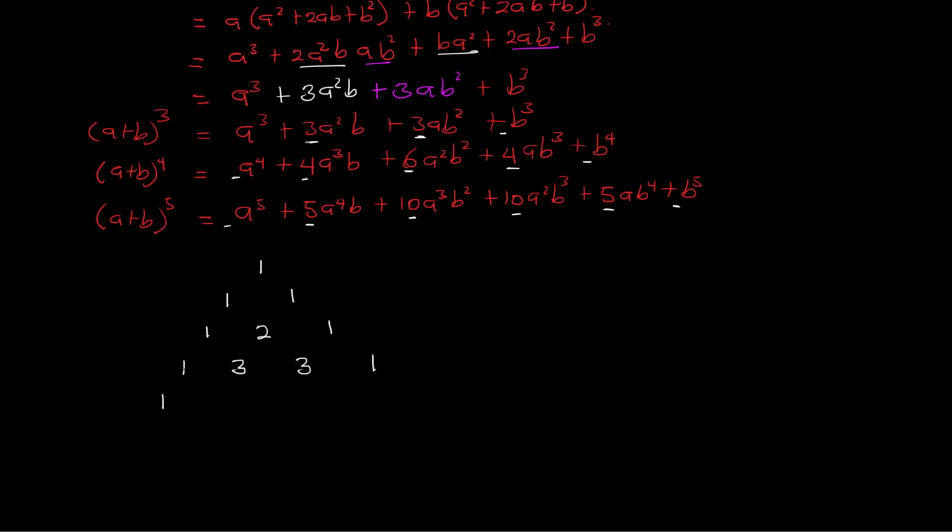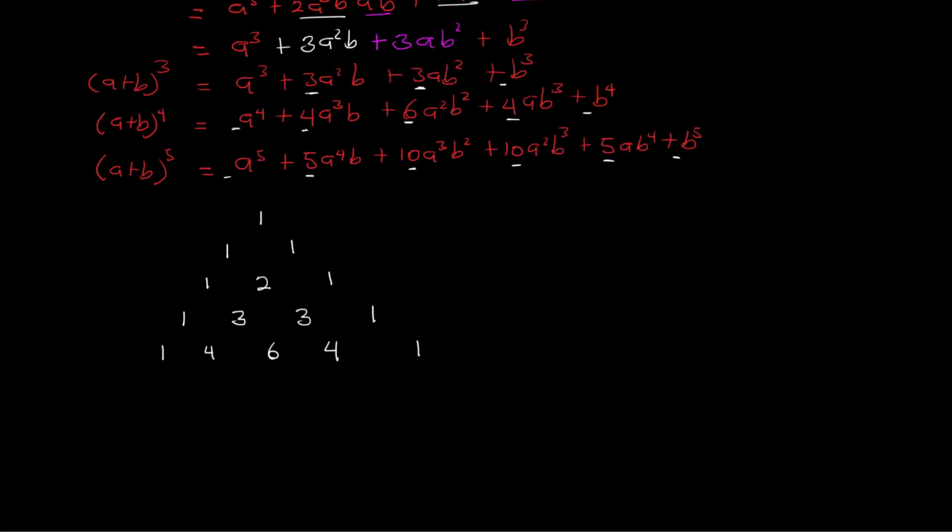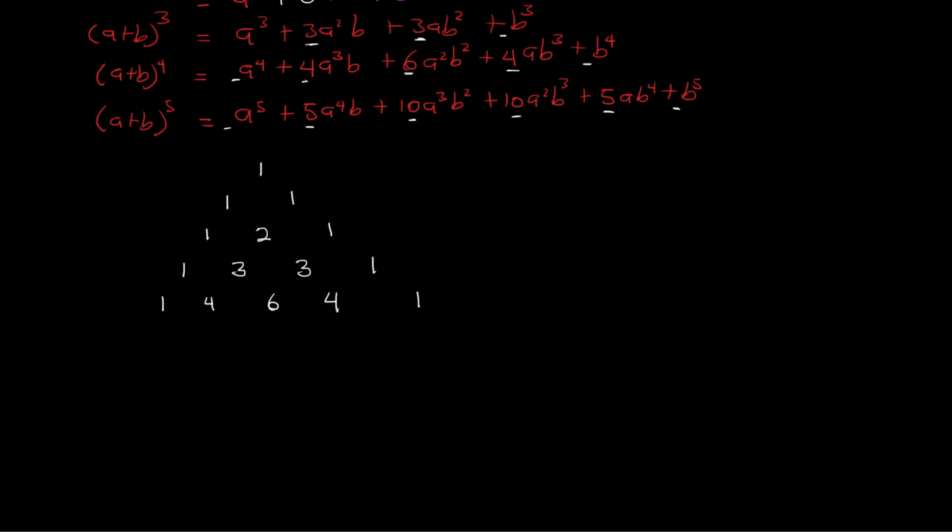We have 1, 1 plus 3 is 4, 3 plus 3 is 6. Note that I always write the sum in the middle. 3 plus 1 is 4, and I have 1. So the ends are always 1. And I have here 1. So 1 plus 4 is 5, 4 plus 6 is 10, 6 plus 4 is 10, 4 plus 1 is 5, and I have 1. So I repeat 1, have 6, 15, 20, 15, 6, and 1.